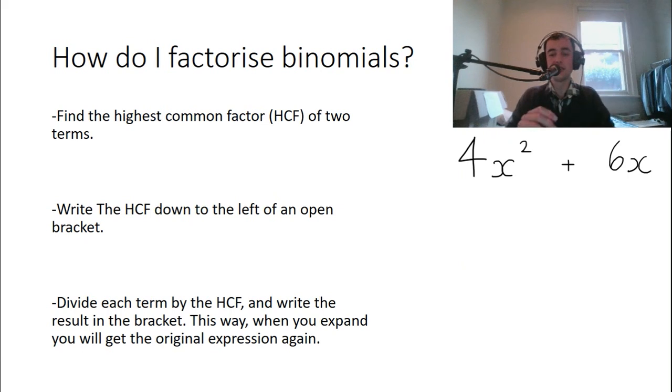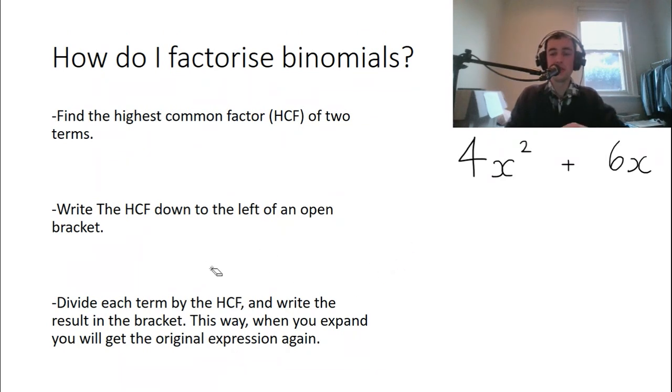So I've written down a list of instructions, and if you would like to pause the video and take this down, that's fine. So if you've got two terms, remember we're factorizing binomials, which is the two terms. You find the highest common factor of the two terms, first of all, and then you write that down to the left of an open bracket. So you write it here, and then you've got a bracket. And then you divide each term by the highest common factor and write the results in the brackets. And this is the more exact version of what we already did just then.